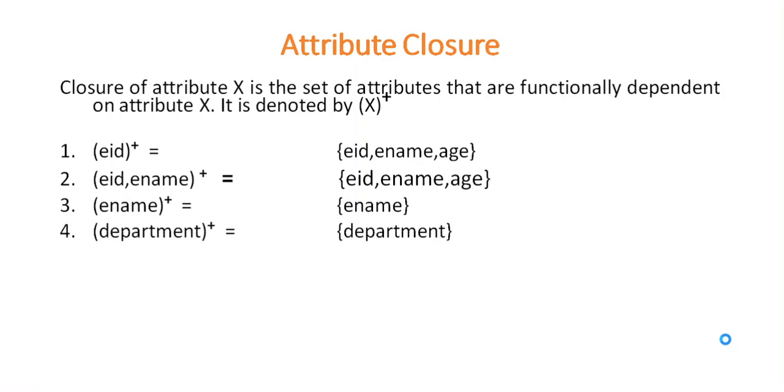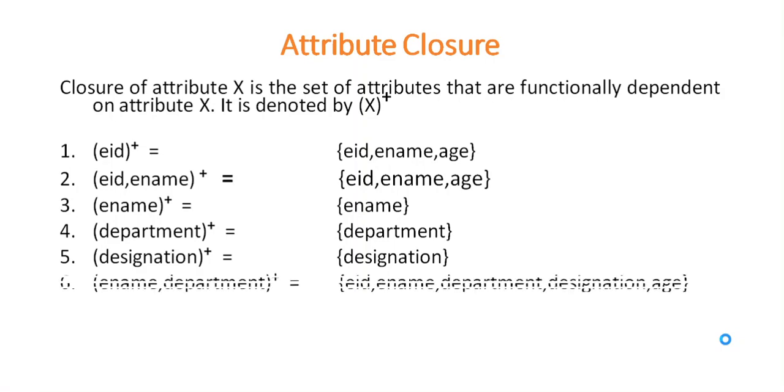Now let's have another example, department. Department is the attribute which determines department only. Department is not determining any other attribute. So there is no attribute in the department closure other than department. Similar is the case of designation. Designation is not determining any other attribute, so there is no closure set. The closure set consists of only the designation attribute.